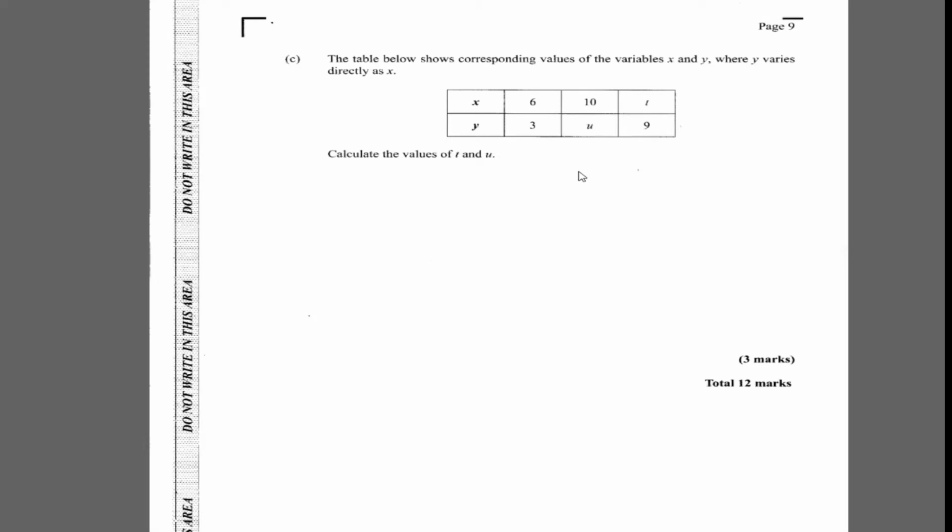All right, now part C. Part C says the table below shows corresponding values of the variables x and y, where y varies directly as x. Calculate the values of t and u. Now, this is a direct variation question. When x is 6, y is 3.